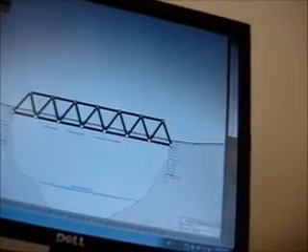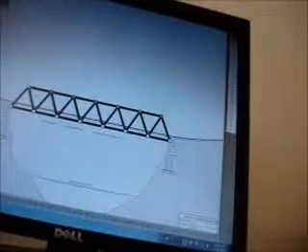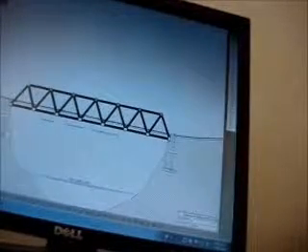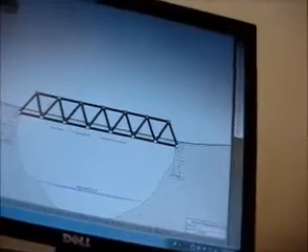You build an Eiffel Tower. Oh yes, the students love to build very complex trusses, and then when they look at the cost and it says $2 million, they're shocked.